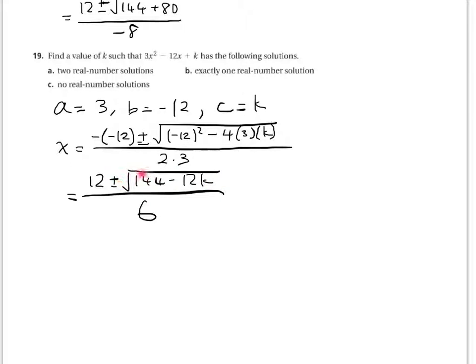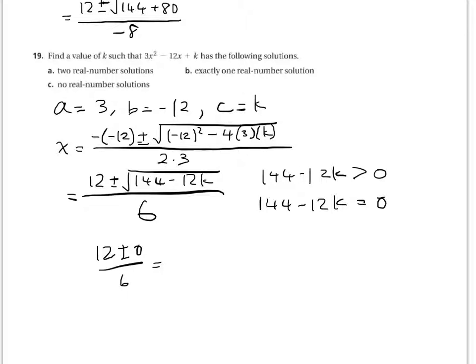So if 144 minus 12k, the inside of the square root, is positive, then we have two solutions, right? If the inside of the square root is 0, then we have 12 plus or minus 0, which is the same thing. That actually means that if you simplify that, you only have one solution. So if 144 minus 12 times k equals 0, then we should have one solution.